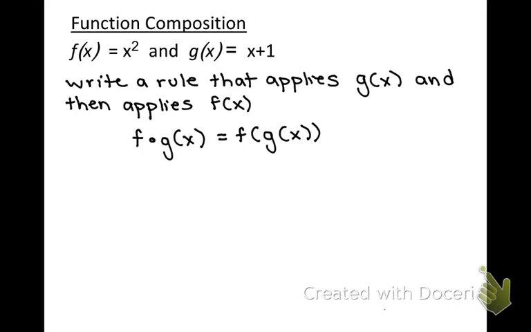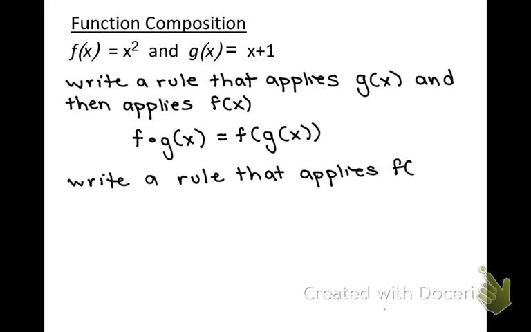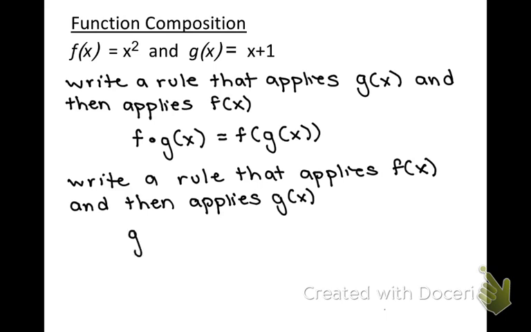So I could do this in the other direction too. I could write a rule that applies f of x first and then applies g of x. So notation here would look like g of f of x, or again, the notation that I actually prefer is this, g of f of x. So again, we would apply that rule of f of x first and then g of x. So notation-wise, we're working from the inside out.